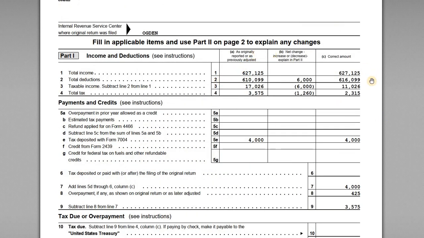Now, in Part I, we have 3 columns here. Column A are the original amounts that were filed. Column C are going to be these corrected amounts. And then column B is the net change between all of these, which we have to add notes on page 2 explaining those changes. So for the as originally reported amounts, we're looking for the total income, total deductions, our taxable income, and then total tax.